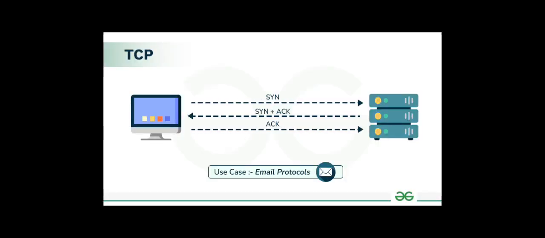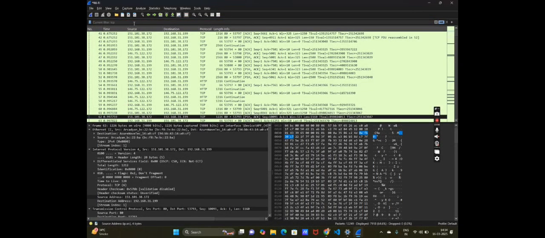Uses of TCP: web browsing, HTTP and HTTPS, sending emails, file transfers, and cloud storage. Benefit: TCP provides error checking and reliable communication, making sure data is delivered accurately. Type DNS for resolving domain names.